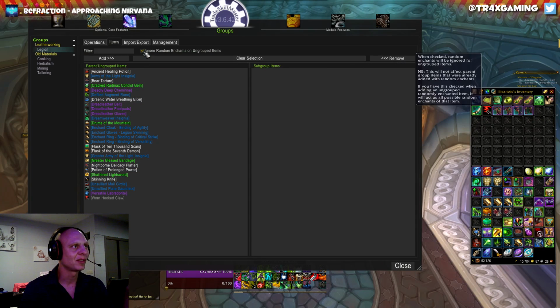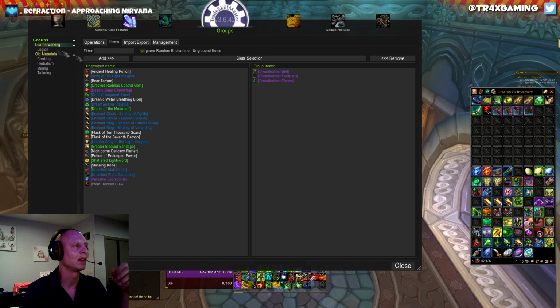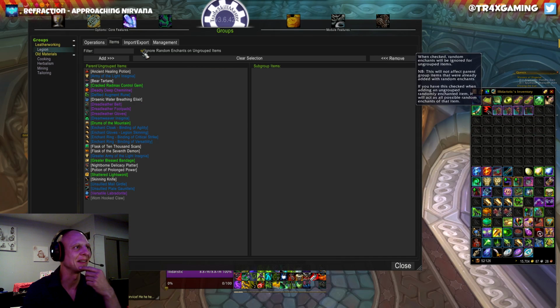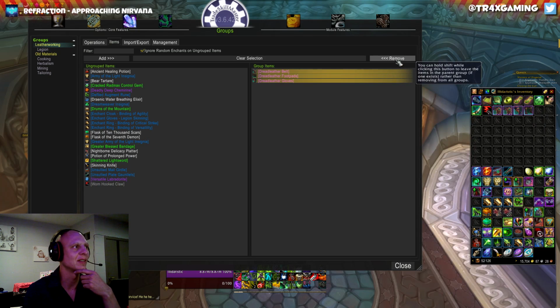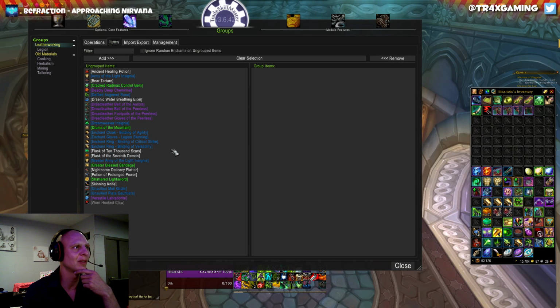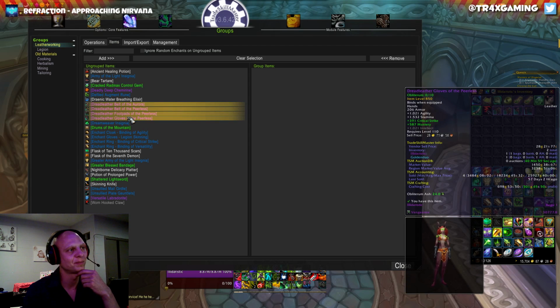So what you are going to see, you have here a box. We're going to put it in leatherworking first, so we can discard everything right there. So we have Legion. Okay, we can still see it. You can press ignore random enchants and ungrouped items. First I'm going to take these out because you can still see them. So leatherworking, ignore random enchants and ungrouped items. You can select all of these.